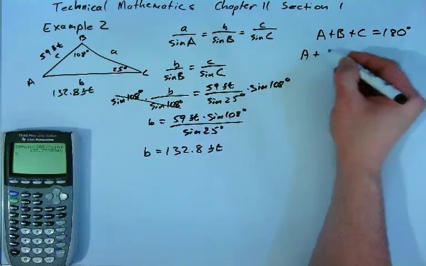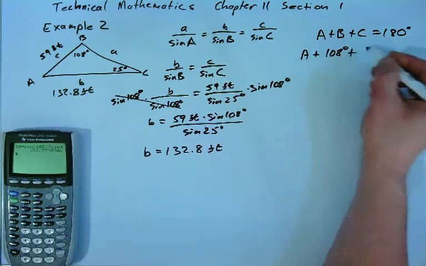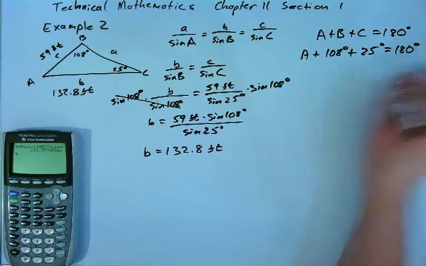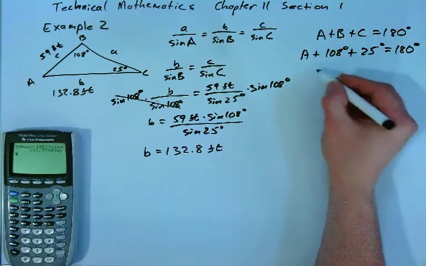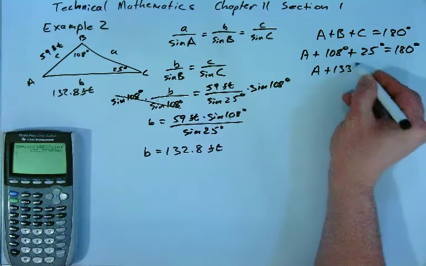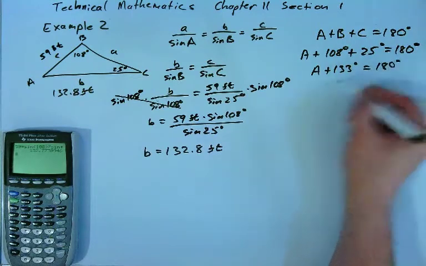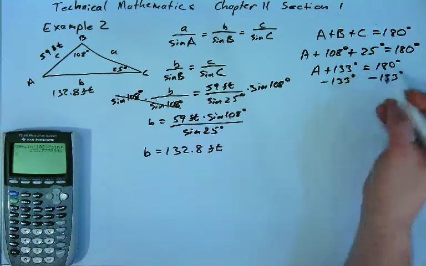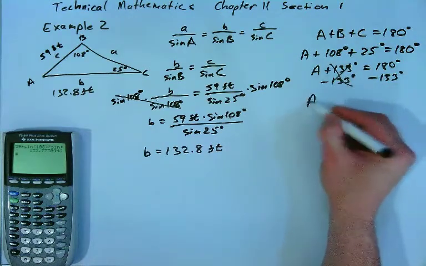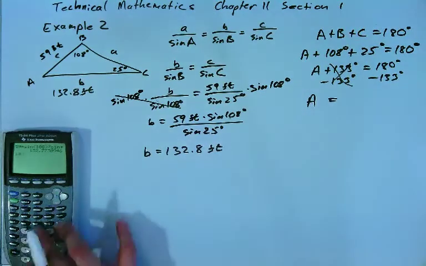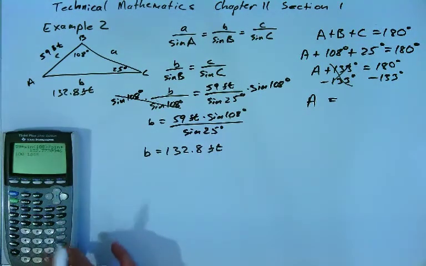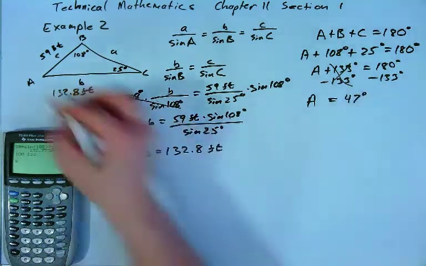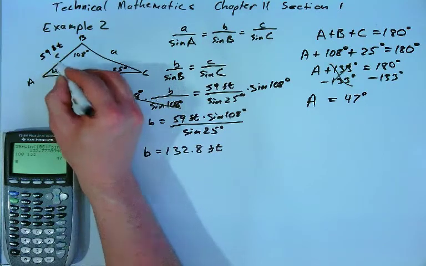We're looking for angle A. Angle B is 108 degrees. Angle C is 25. So we'll add, and we get 133. Subtract 133 from both sides. These cancel, and we get A is equal to, so 180 minus 133 is 47 degrees. So angle A must be 47 degrees.